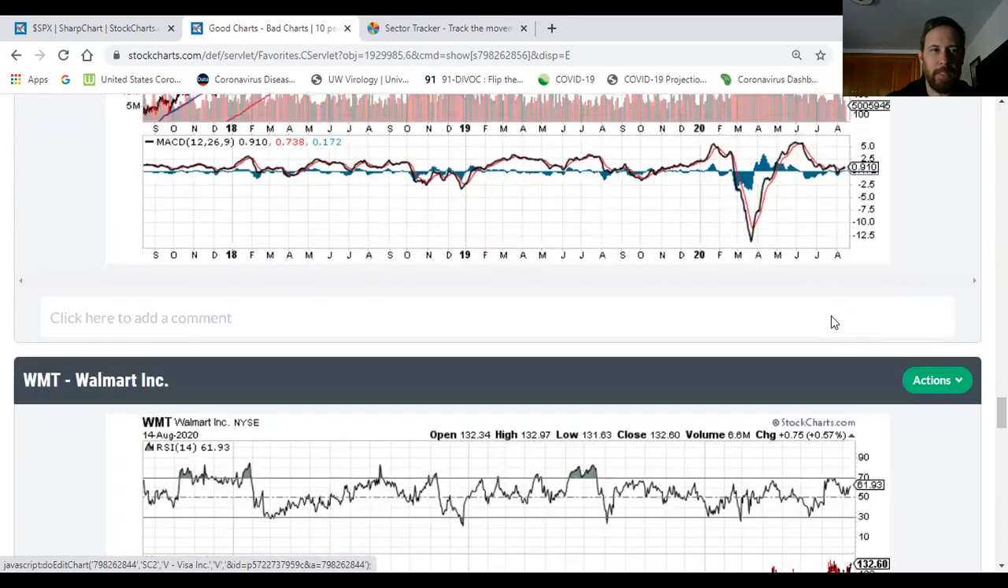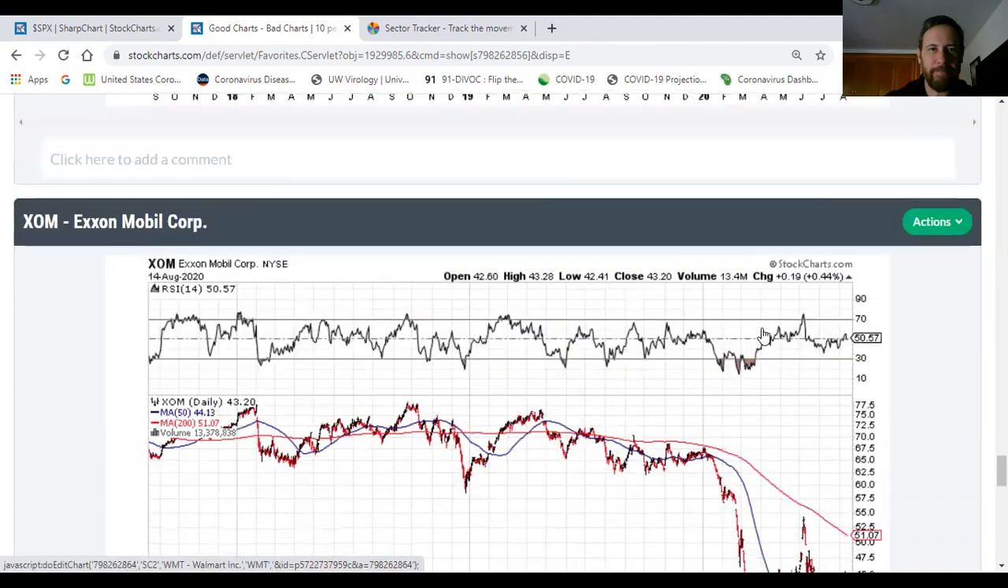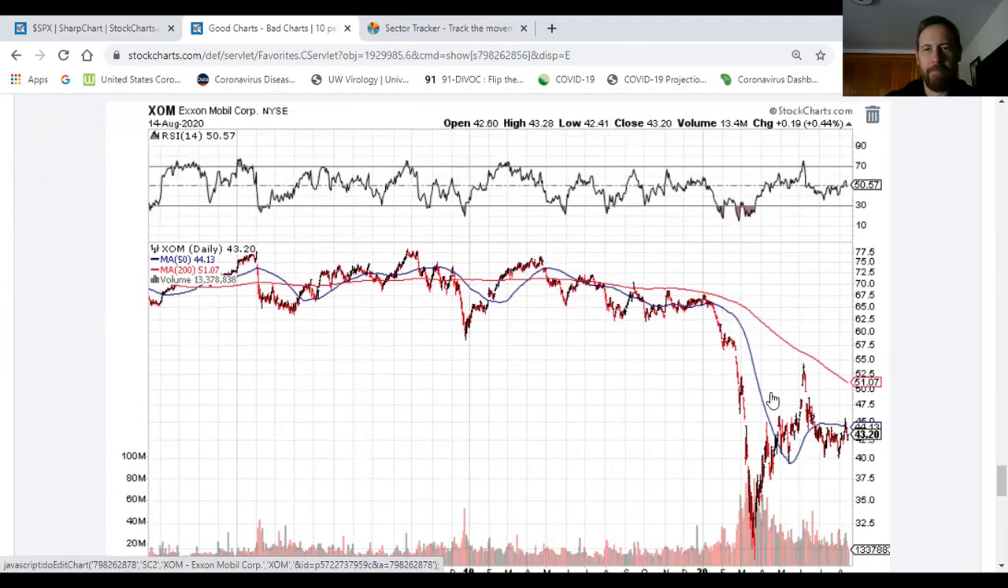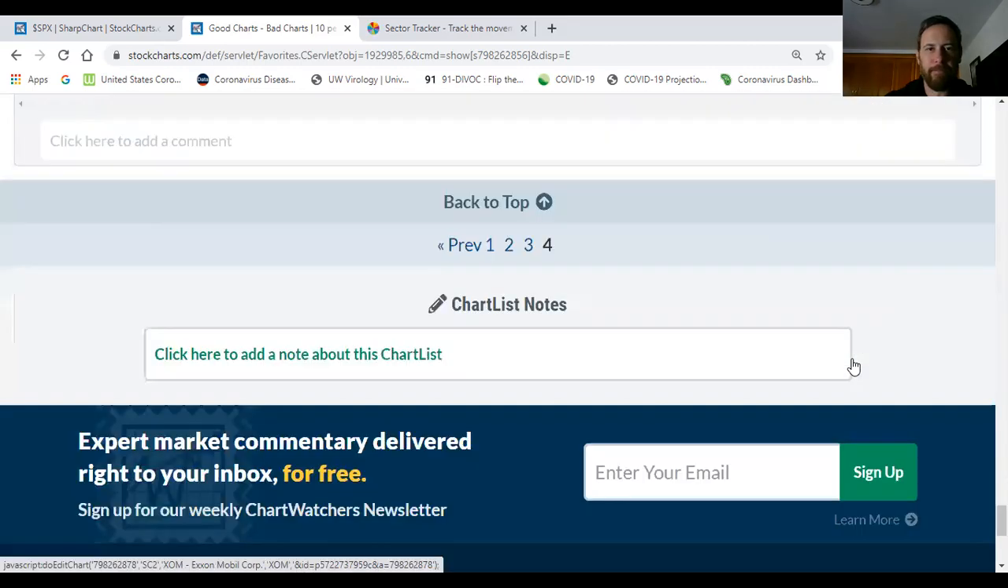So that's pretty cool. Walmart, one of the only essential businesses allowed to stay open. All the small businesses can't, but hey, if you're Walmart, you get to write your own rules. Big, beautiful bull market for them. Exxon, same thing as Chevron, energy sector, still a bear market.